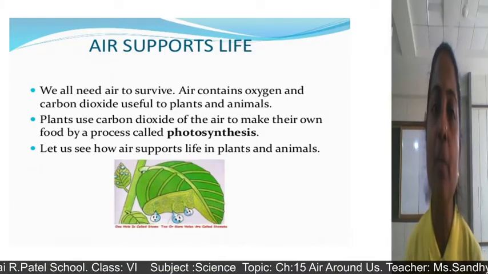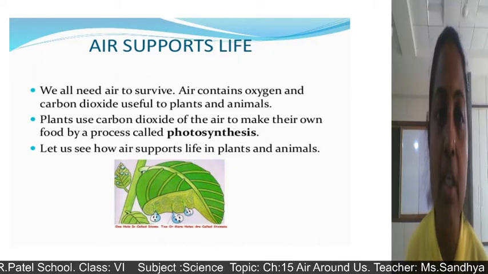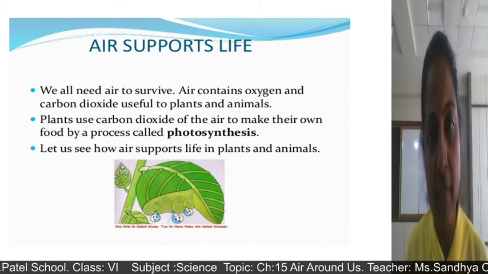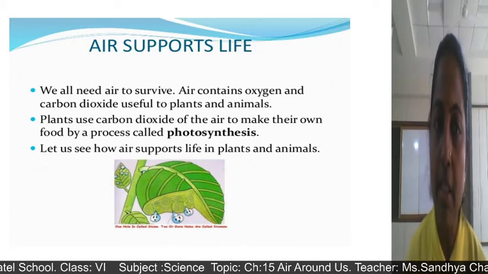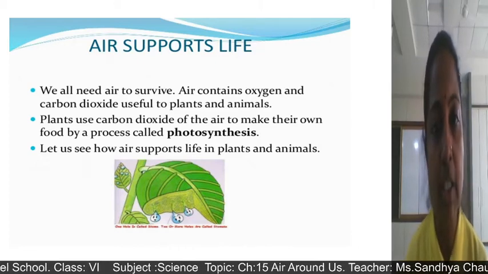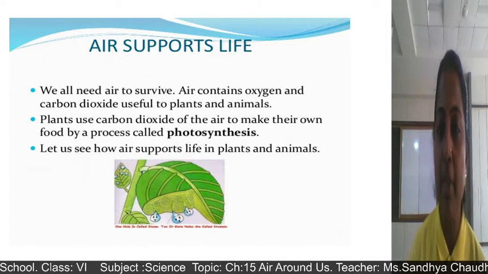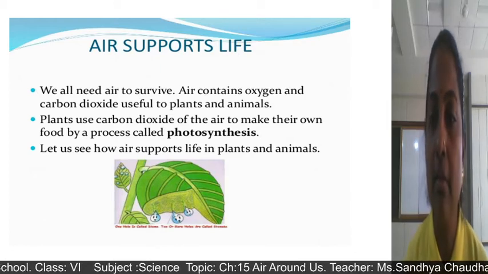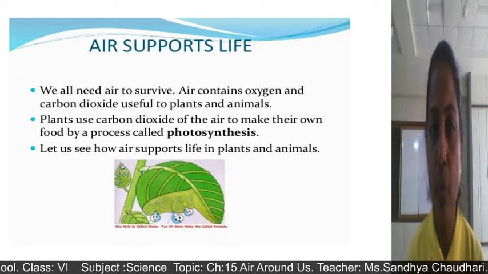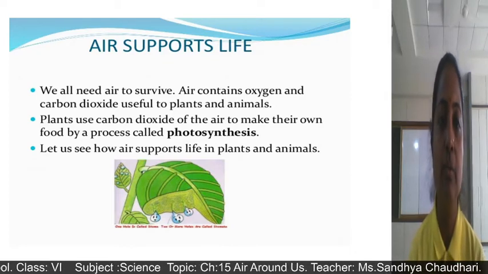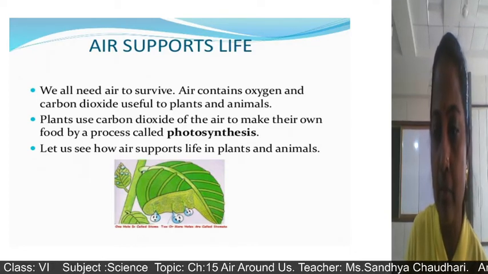And we can see, children, now many uses of air also. Air supports life. We all need air to survive. Air contains oxygen and carbon dioxide, which is useful for plants and animals. Plants can use carbon dioxide of the air to make their own food by the process called photosynthesis. Utilizing carbon dioxide and sunlight, they are preparing their food: water, sunlight and carbon dioxide. So that is how air supports life in plants and animals.